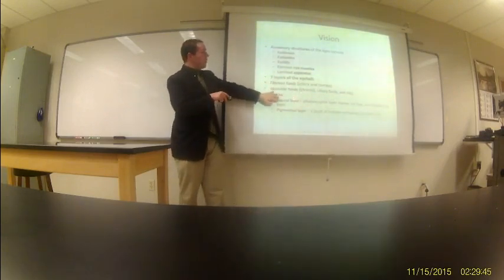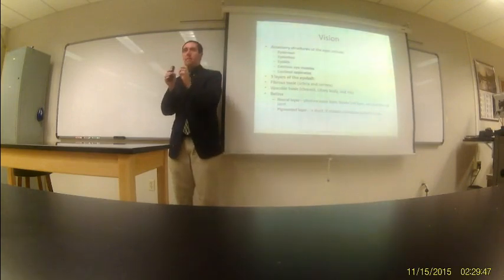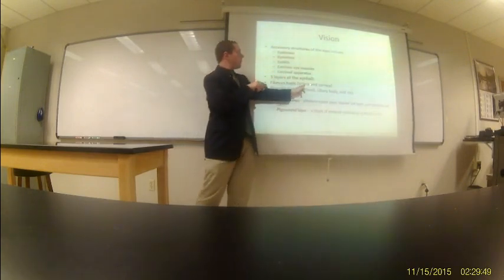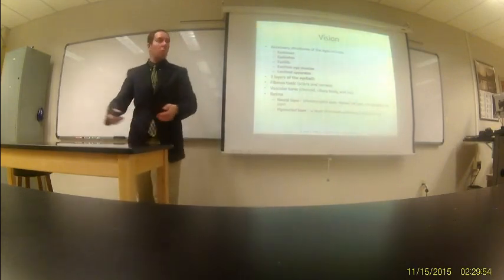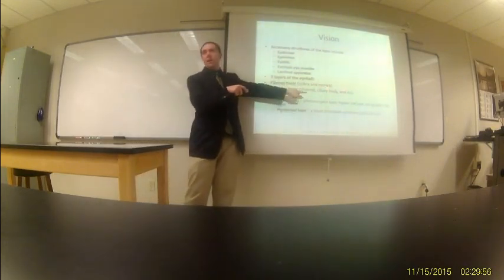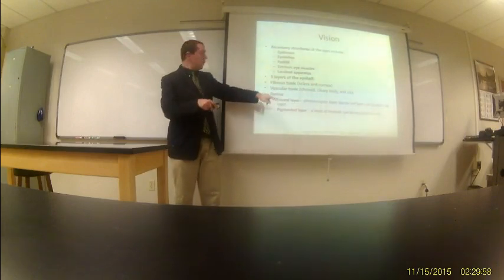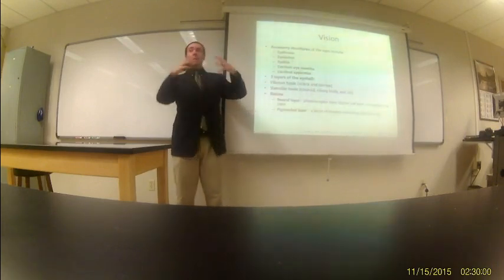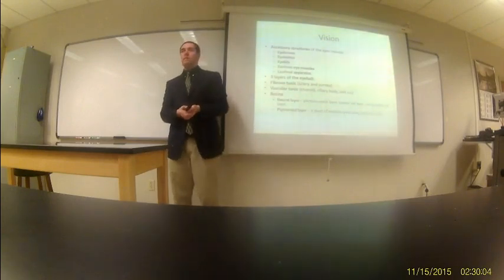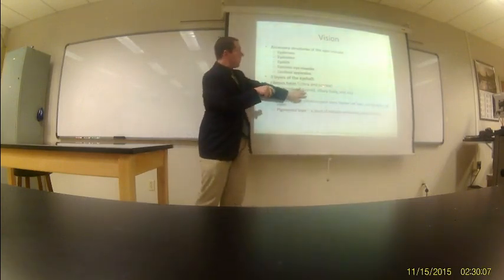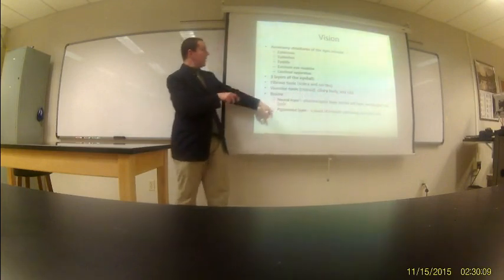These 3 layers have other specific parts to them. For example, the fibrous tunic is the sclera and the cornea. For the most part, going forward, we're going to talk about the specific parts. But you do need to know, big picture, which of these 3 layers each falls under. So we'll talk about the sclera and the cornea, the choroid, ciliary body, and the iris.